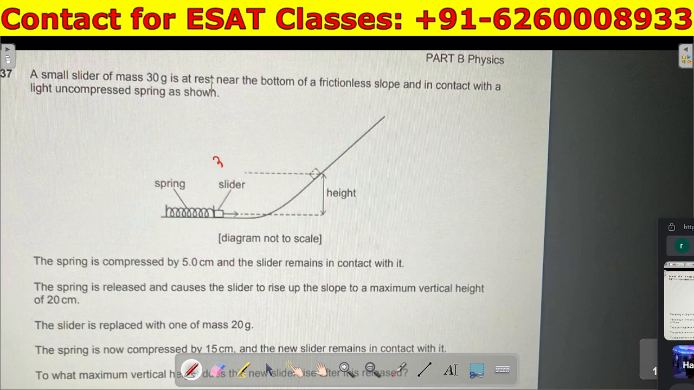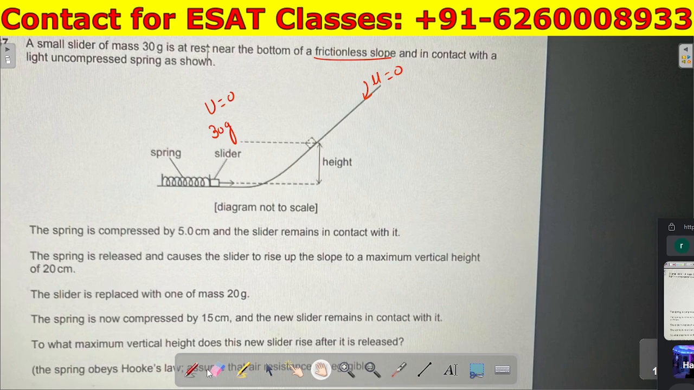The initial mass of the slider is 30 gram and it is at rest, so u is equal to 0, initially near the bottom of the frictionless slope, so its friction coefficient is 0, and in contact with a light uncompressed spring as shown in the figure. The spring is compressed by 5 centimeters, and the slider remains in contact with it. The spring is released and causes the slider to rise up the slope to a maximum vertical height of 20 centimeters.